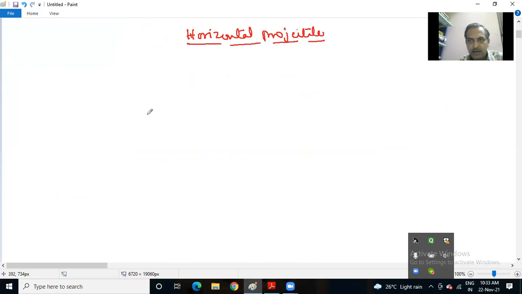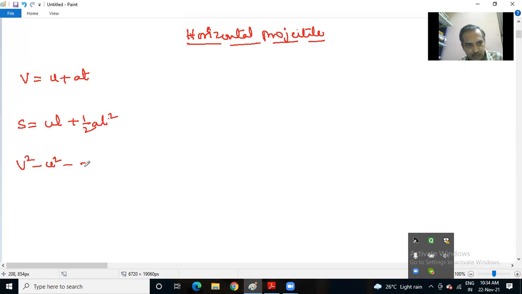Now, before we go to horizontal projectile motion, while explaining it we once again use the basic equations of motion when the body moves in a plane. So we had the basic equations of motion: v = u + at, then s = ut + 1/2 at², then v² - u² = 2as, then Sn = u + a(n - 1/2). These equations we had in motion in a straight line.